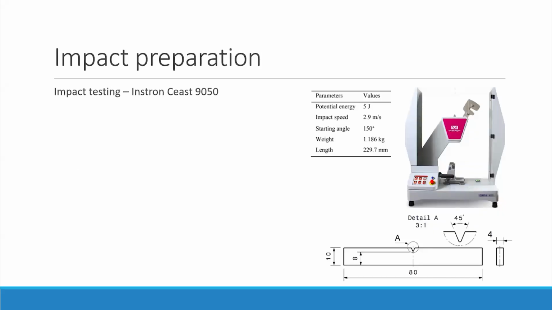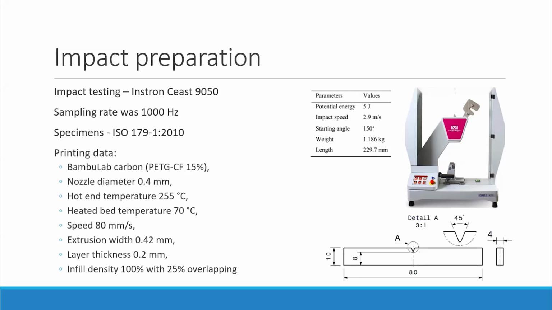Impact testing was conducted on an instrumented Charpy Instron 9050 with a sampling rate of 1000 Hz. Main parameters can be seen on the right, and the most important parameter is the potential energy of the hammer, 5 joules. Specimens are made according to the ISO standard, and dimensions can be seen on the screen. Also, printing data like nozzle diameter, nozzle temperature, heated bed temperature, speed, extrusion layer thickness, infill density, and overlapping can be seen on the screen.